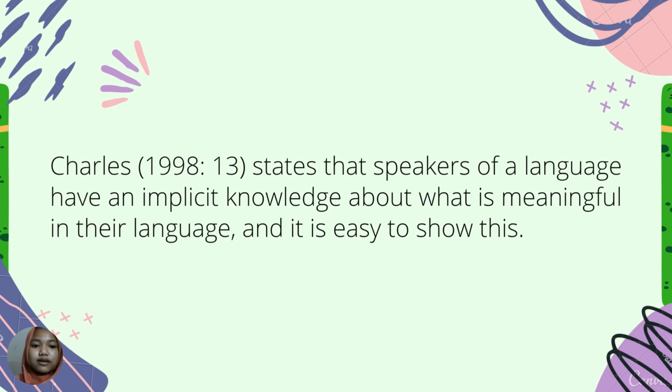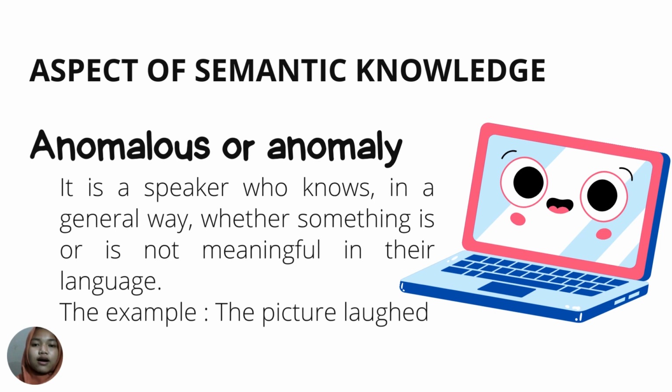Charles, 1998, 13 states that speakers of a language have an implicit knowledge about what is meaningful in their language, and it is easy to show this aspect of semantic knowledge. Normally, it is a speaker who knows in a general way whether something is or is not meaningful in their language. For example, a speaker of English can tell the meaning in English.